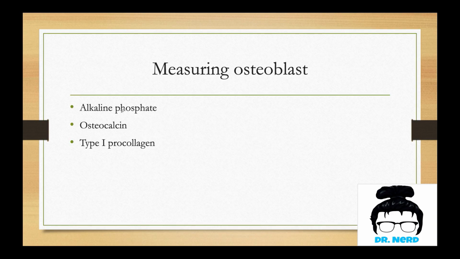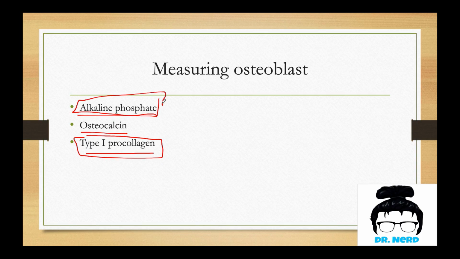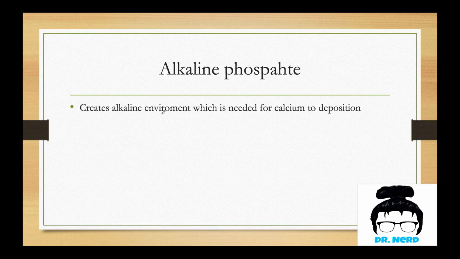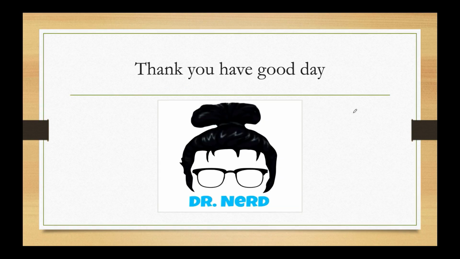How do we measure osteoblasts? Alkaline phosphatase, osteocalcin, and type 1 procollagen. This is a precursor for collagen, so that's going to be obvious. And then when you look at alkaline phosphatase, that's because calcium needs an alkaline environment in order for it to attach to the bone, as I discussed here. So alkaline environment, that's why we have alkaline phosphatase, because we need it in order for the calcium deposition.